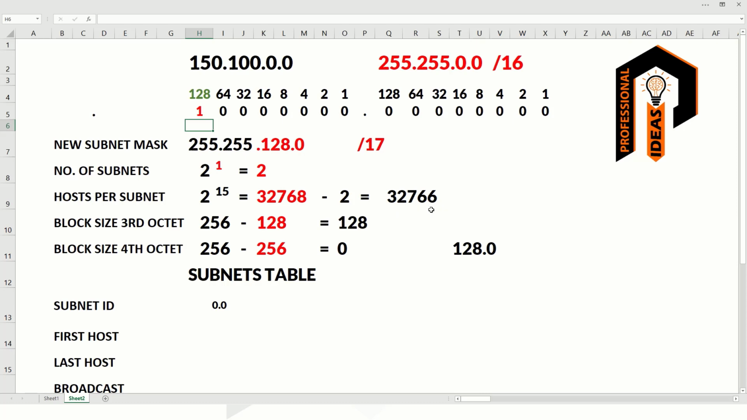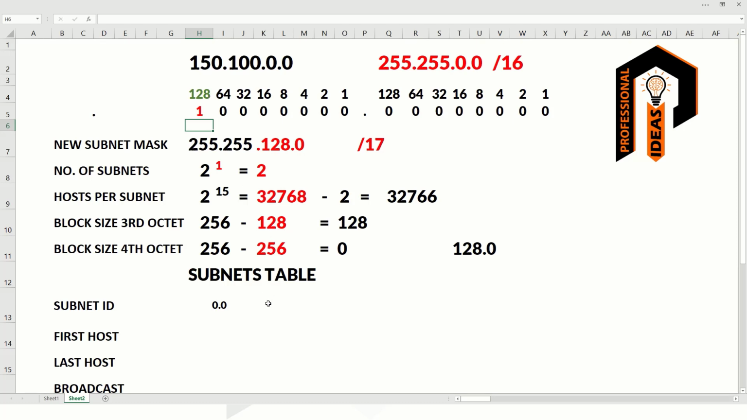32,766. Step number 4 is to determine the block size of the subnetwork, that will be 256 minus 128 for third octet and 256 minus 256 for fourth octet because we did not borrow any bit from fourth octet. Note that the value of 128 is the spot value of borrowed bit.